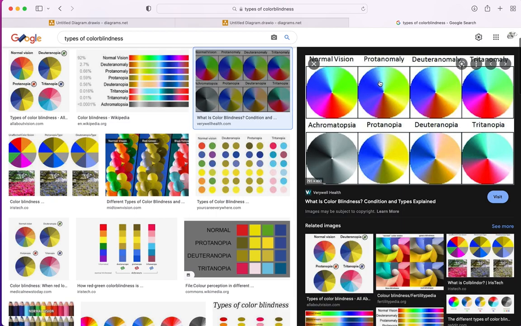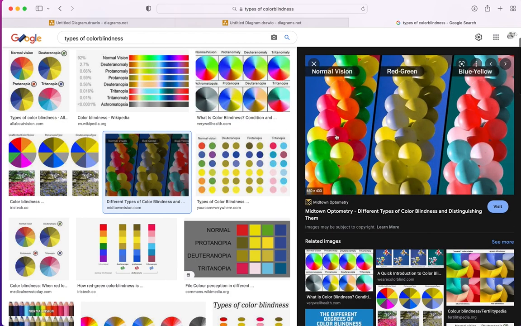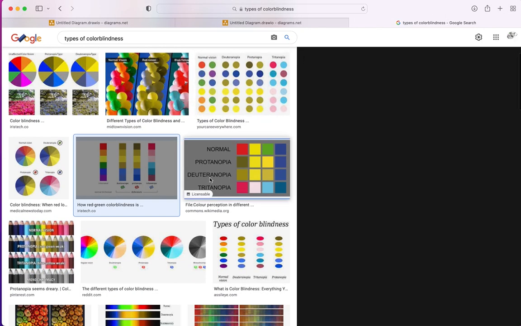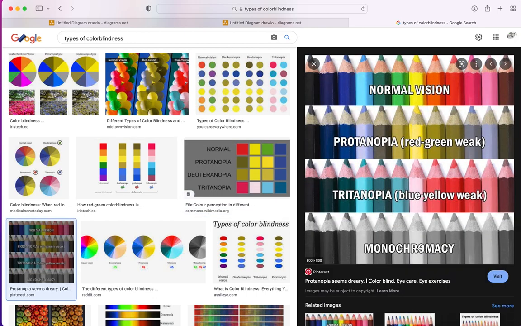That's normal vision, and then these are other ways. You can see the same image different ways depending on what type of color blindness you have. There's protanopia, deuteranopia, tritanopia. There's many different types. And of course, there's pure monochrome color blindness as well. And you've got generally 10% of the population that have some type of color blindness.